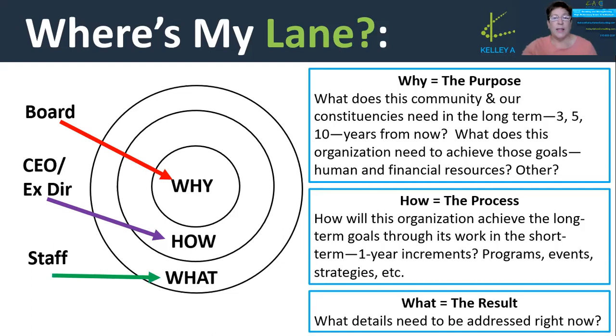Now, the last ring has to do with the what. So the what has to do with the result. In other words, what details need to be addressed right now as it relates to pulling off those programs, events, and strategies. So this is where the staff come in.